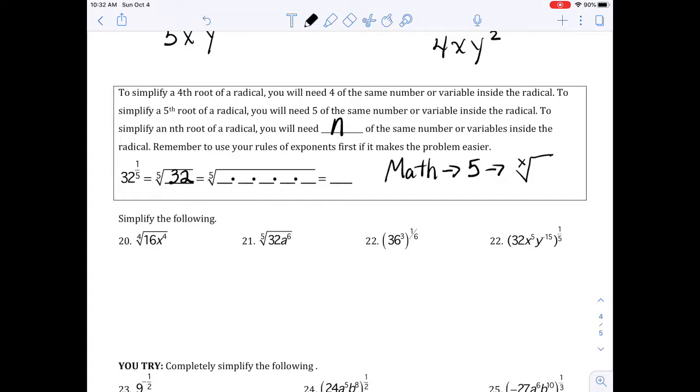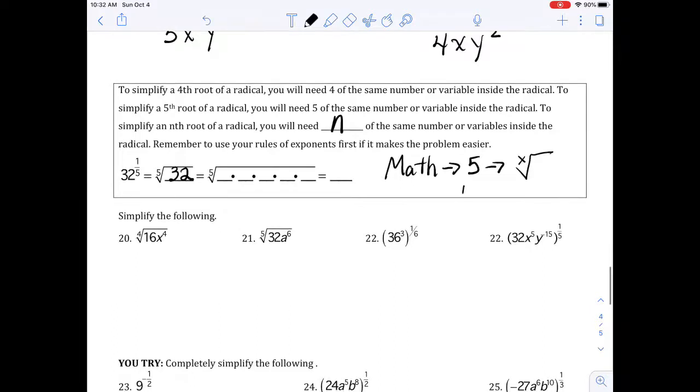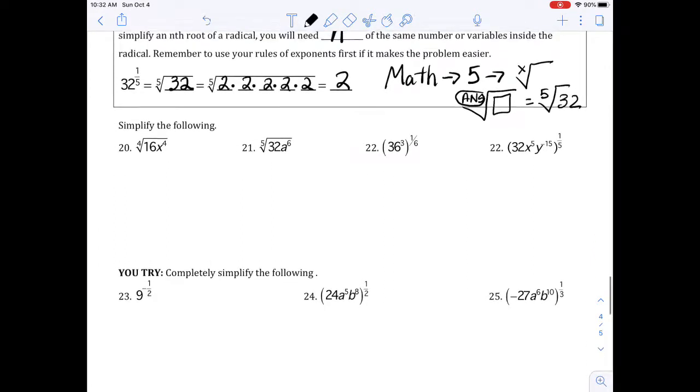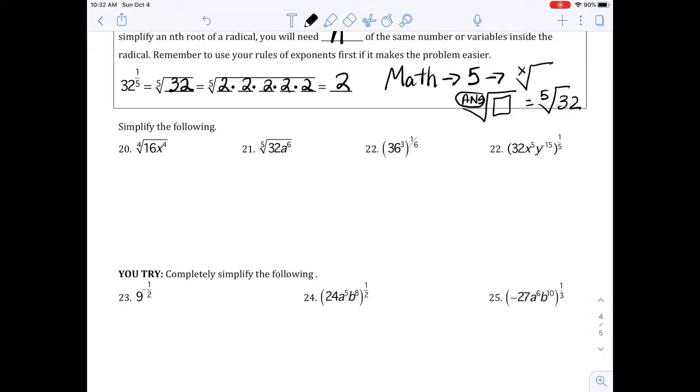Now, when you choose that, what's going to happen is you're going to see ANS, it's weird, and then a radical, and then a blinking box, right? You have to change this to whatever the index is and then type your number in. So you would have to put the 5th root of 32 on this one. And it will turn out to be 2, because 2 multiplied by itself 5 times is 32. All right, so let's simplify these, and then maybe I'll let you try 1 or 2 on your own.